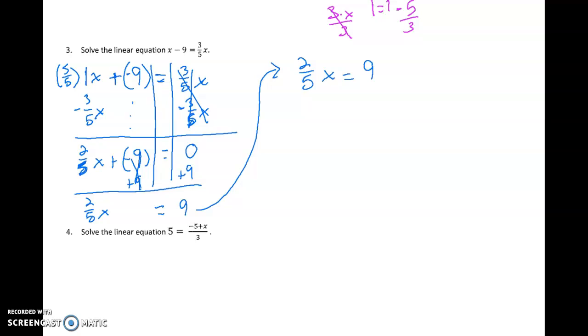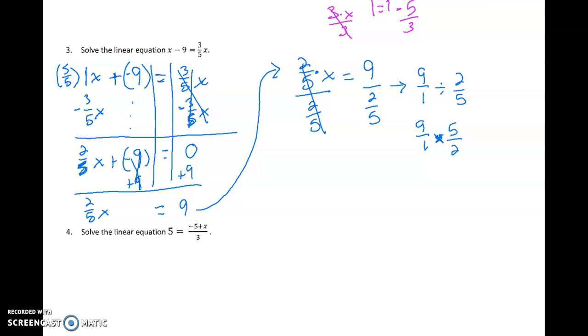Okay, so now this is multiplying. We undo that by dividing. I'm going to divide each side by 2/5. 2/5 divided by 2/5 is 1x. And remember, this becomes 9/1 divided by 2/5. Keep it, switch it, flip it.